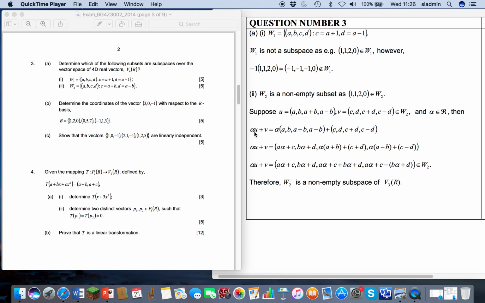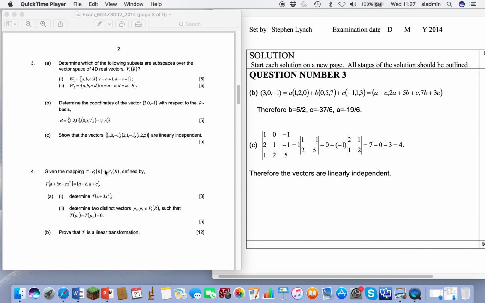Now if we consider the vector alpha U plus V, then using the algebra of vectors, we can write this vector as a single vector of this form. And then you can see that the third element here is equal to the first plus the second, and the fourth element is equal to the first, take away the second. So this general vector also belongs to W2. So therefore, W2 is a non-empty subspace of V, and that should be V4 over R.